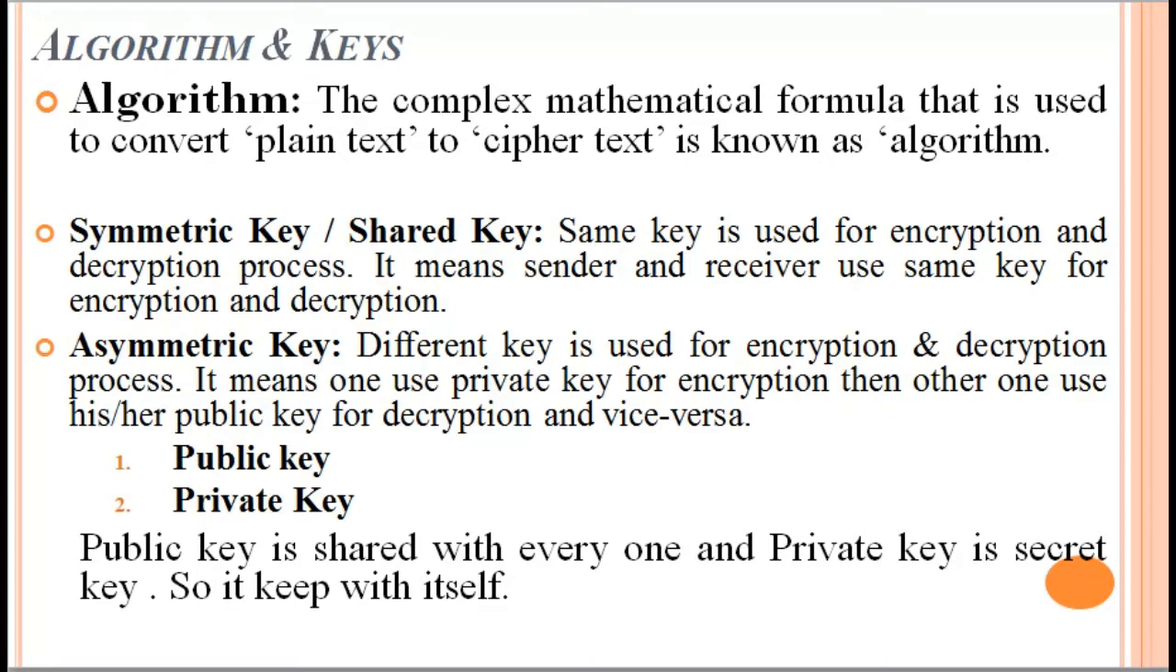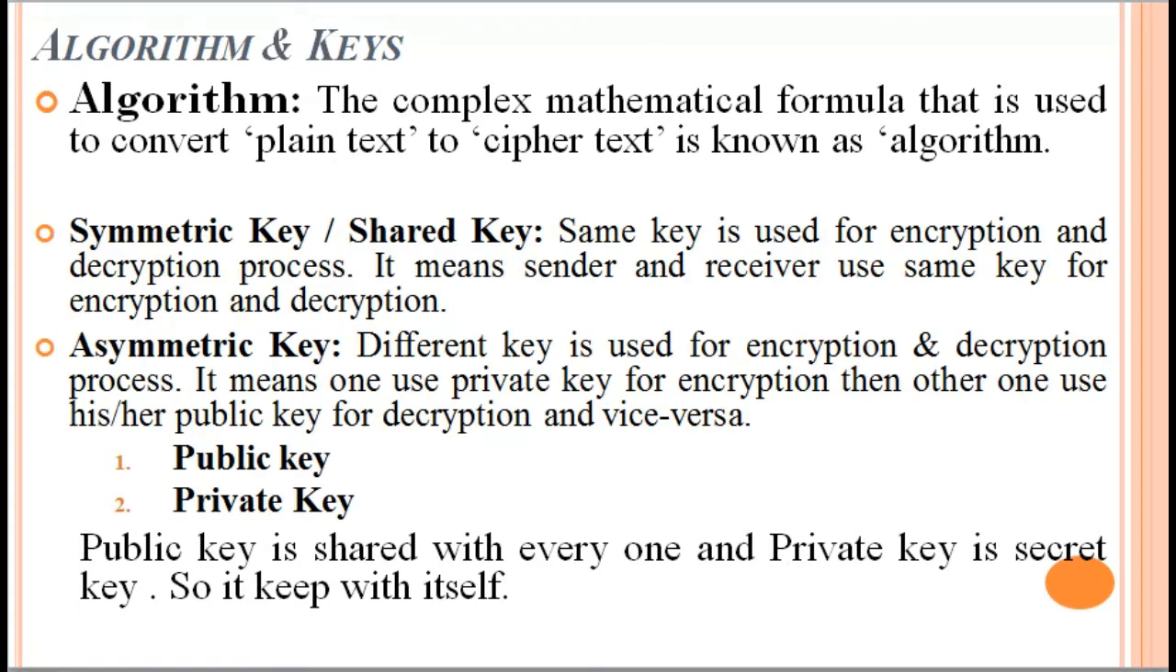But the other one is an asymmetric key. An asymmetric key is sometimes called a public key. It means a different key is used for encryption and decryption by the sender and receiver. If one key is used by the sender for the encryption process, then the other key is used by the receiver for the decryption process, and vice versa. So here one key is a public key and the other one is a private key.